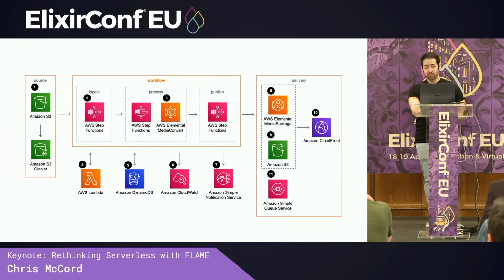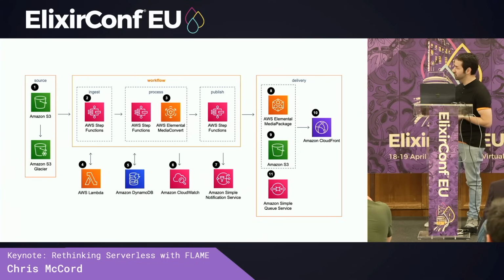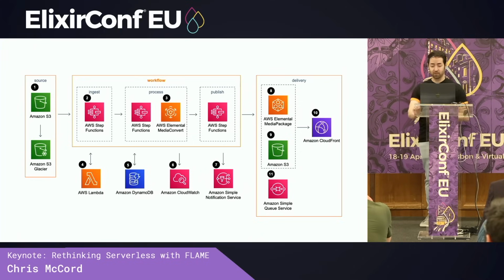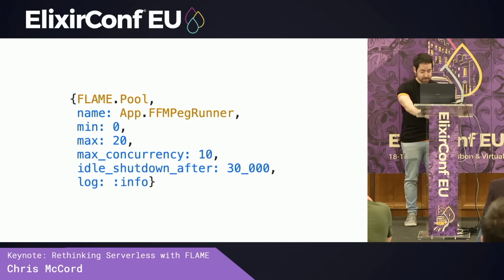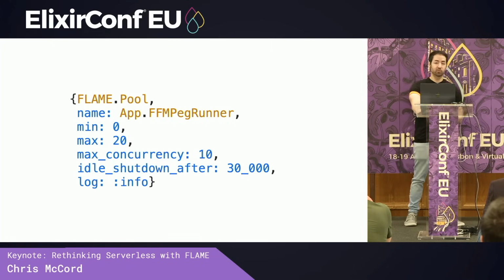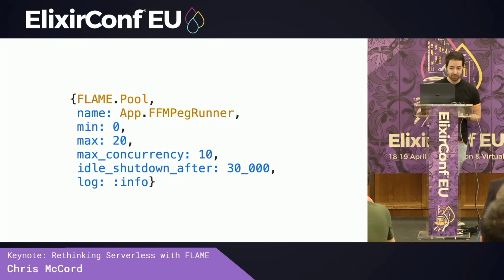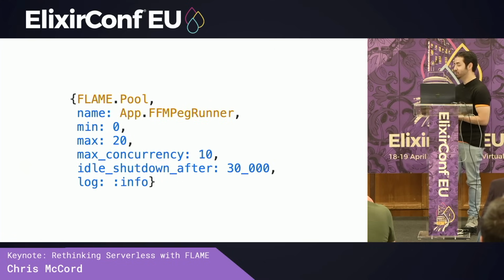Because this is what, 6 proprietary services? There's like 11 steps, but 6 proprietary services to solve a problem. Where Flame comes in and just says, no, you just wrap your current code in 2 lines of code and it just goes away, right? And the only other thing you need to do is configure the Flame pool. So 2 lines of code and something in your supervision tree.